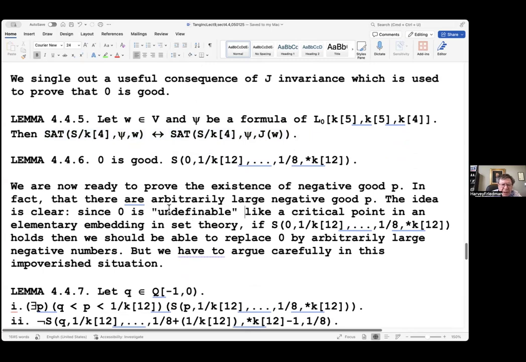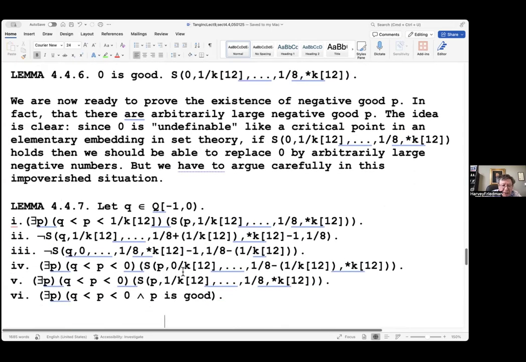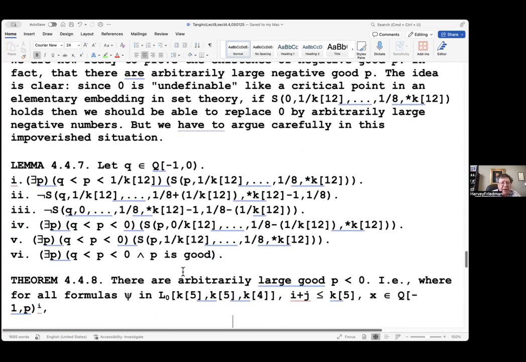All right, so we want to prove that there are arbitrarily large negative good P, and the idea is clear. Since zero is undefinable, like a critical point in an elementary embedding in set theory, if S holds like this, then it should be able to replace zero by arbitrarily large negative numbers. But we have to argue carefully in this impoverished situation that we can just reduce zero. I have a way of doing that.